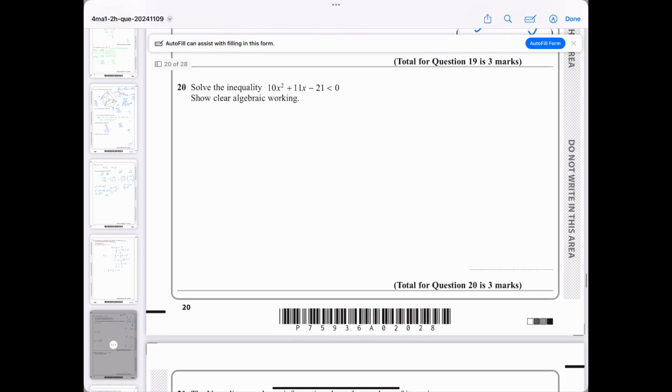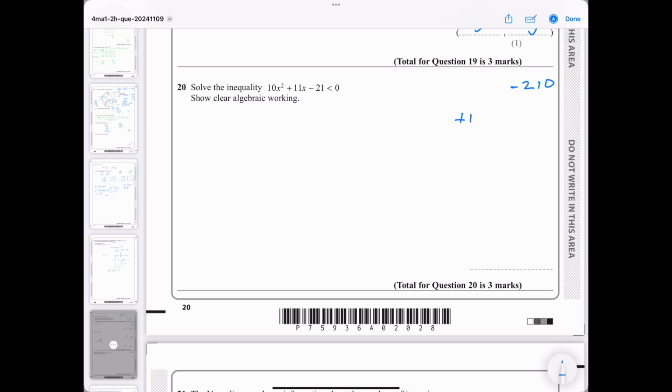And lastly, solve the inequality 10x squared plus 11x minus 21 is less than 0. So we need two numbers that multiply to minus 210 and add to 11. And I'm assuming that's going to be minus 10 and plus 21. So that means we're now going to do 10x squared minus 10x plus 21x minus 21 is less than 0.